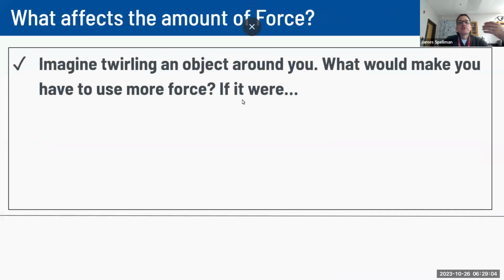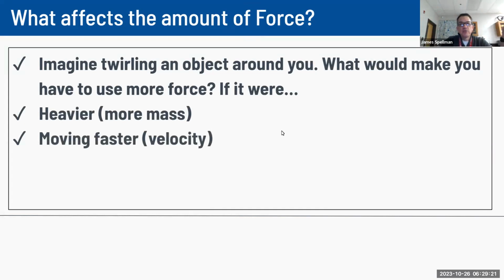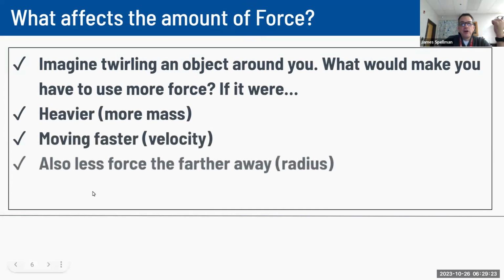So what affects the amount of force? Again, imagine if you were twirling an object around you, what would make you have to use more force? Or what would cause it to be more forceful? If the object you were spinning was heavier, probably there'd be more tension on the rope. If you were moving it faster, there would be more tension on the rope.